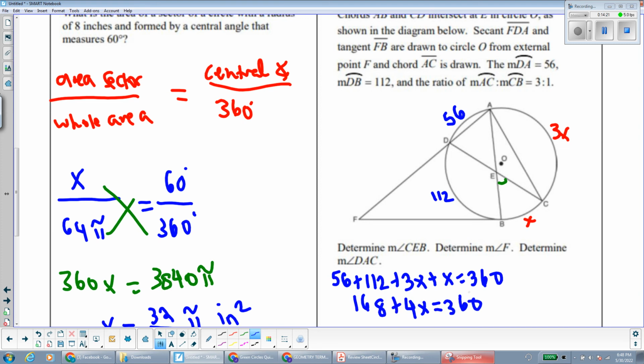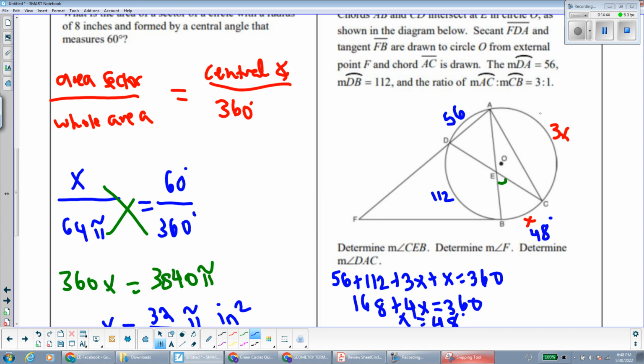Quickly solving, 360 minus 168 is 192. And then dividing by 4 to get the x by itself, we have x is equal to 48 degrees. So BC, that arc is 48 degrees. And just in case we need it for later, if we wanted to find arc AC, that would be 48 times 3.